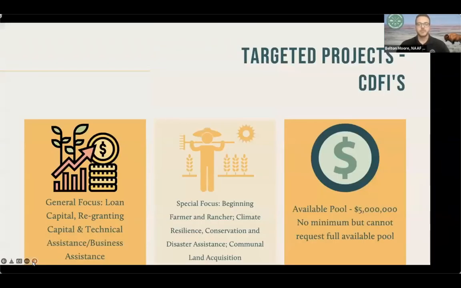Now we'll talk about CDFIs, or Community Development Financial Institutions. Their general focus is a little bit different from the others because of their different goals and work. It's loan capital, regranting capital, and technical assistance or business assistance. The special focus areas for CDFIs are beginning farmer and rancher, climate resilience, conservation and disaster assistance, and communal land acquisition. The available pool for CDFIs is $5 million. It's a little bit different. There are no published maximums or minimums. We just ask that you don't request the entire pool of $5 million.